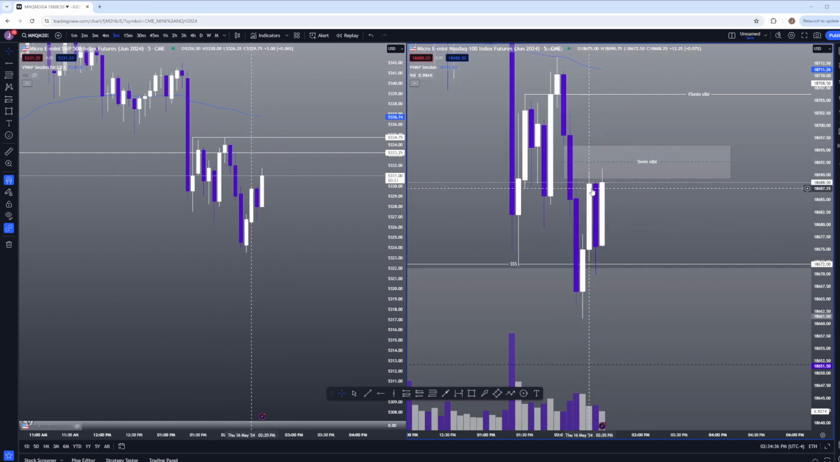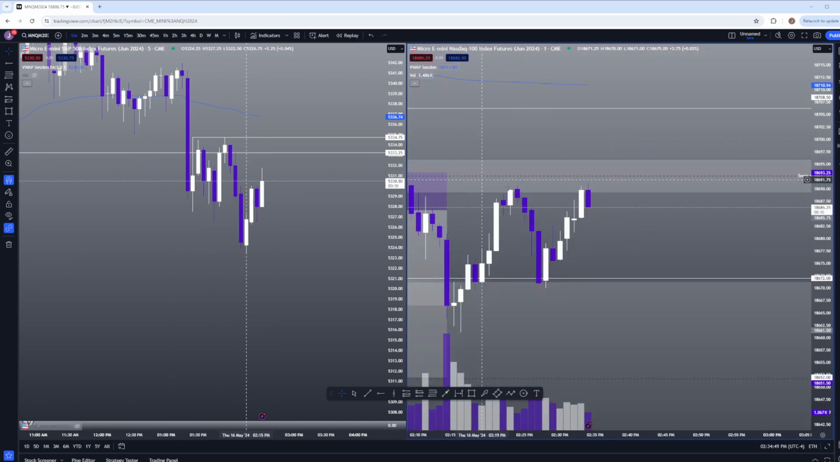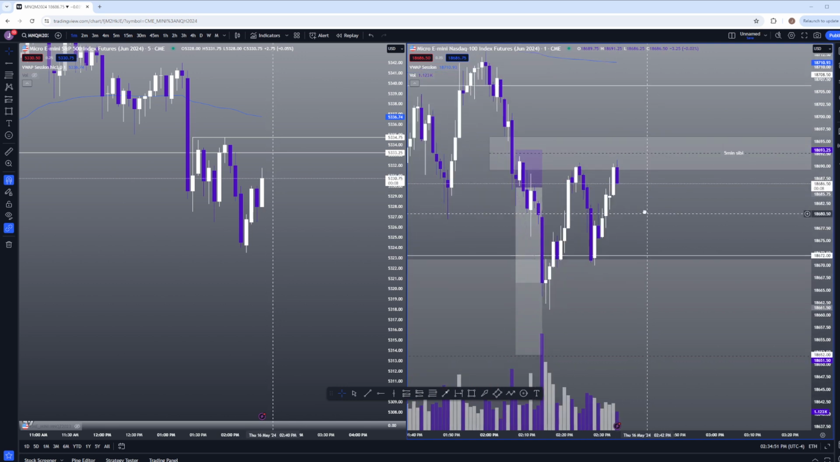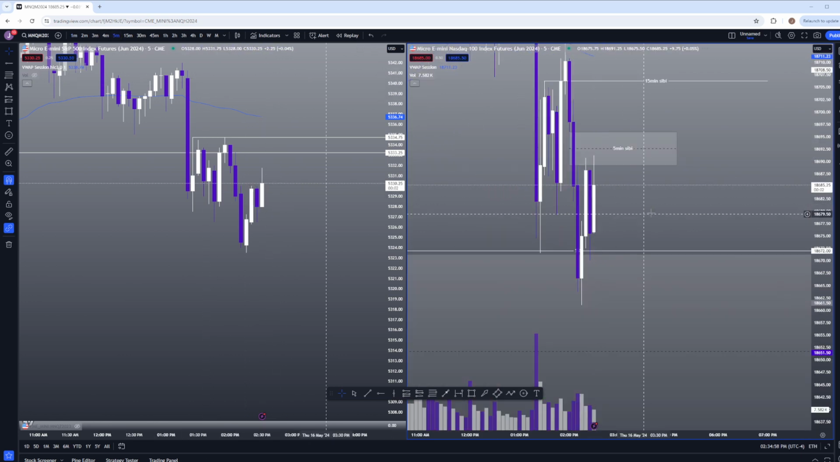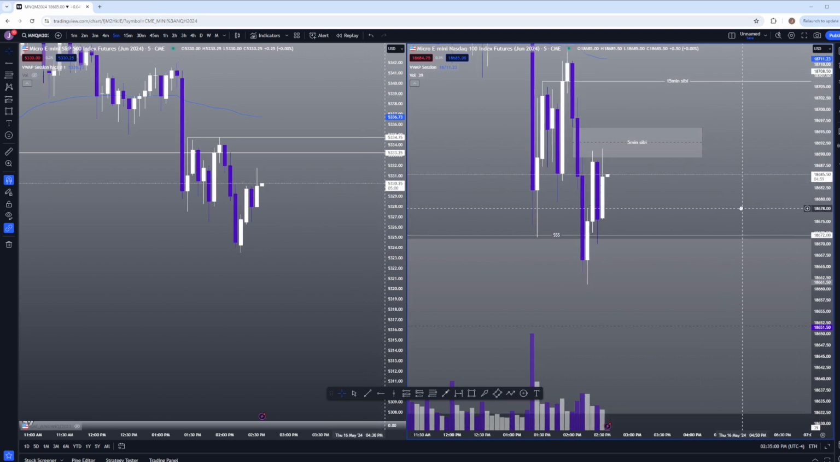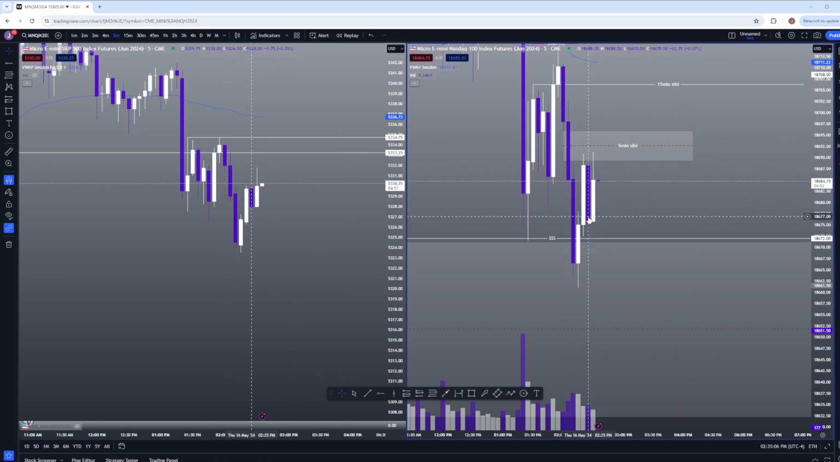Right, 5 minute displacement of this level here would show some strength to the upside. We're not really getting that just yet. Yeah, right now there's not really anything I want to take. We're just sitting in this range here. You can see on the 5 minute we're ranging up and down.